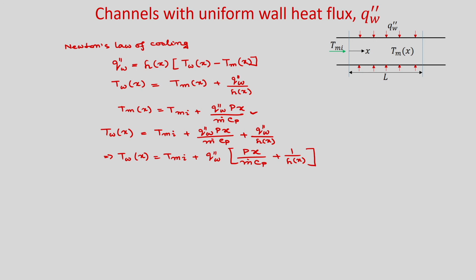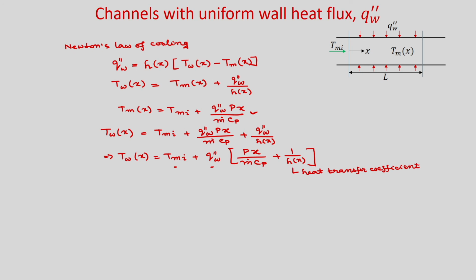Now, you can see that to calculate the wall temperature variation you need to know the heat transfer coefficient, because h is the heat transfer coefficient. From this expression, Tmi is the inlet mean temperature, which will be known; q double prime w is the wall heat flux, which will be known and is constant; P is the perimeter, x is the axial direction. So, at any location x you can calculate Tw. m dot and cp are also known, only unknown is h(x).